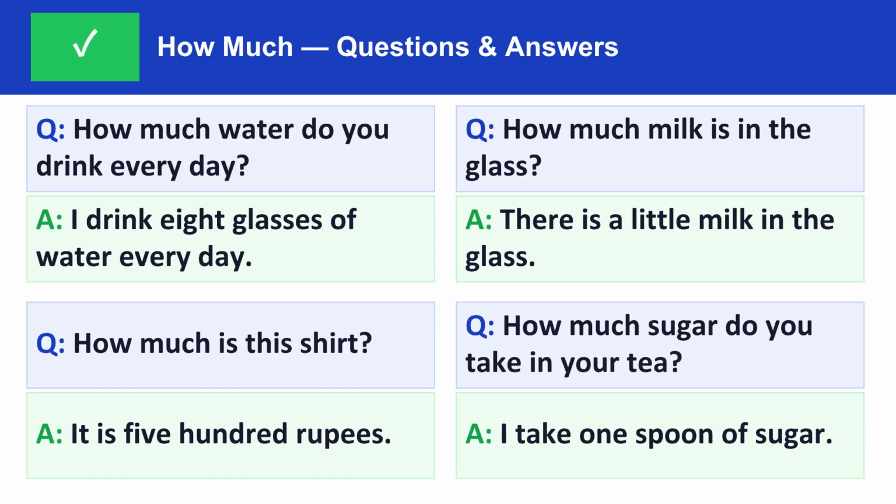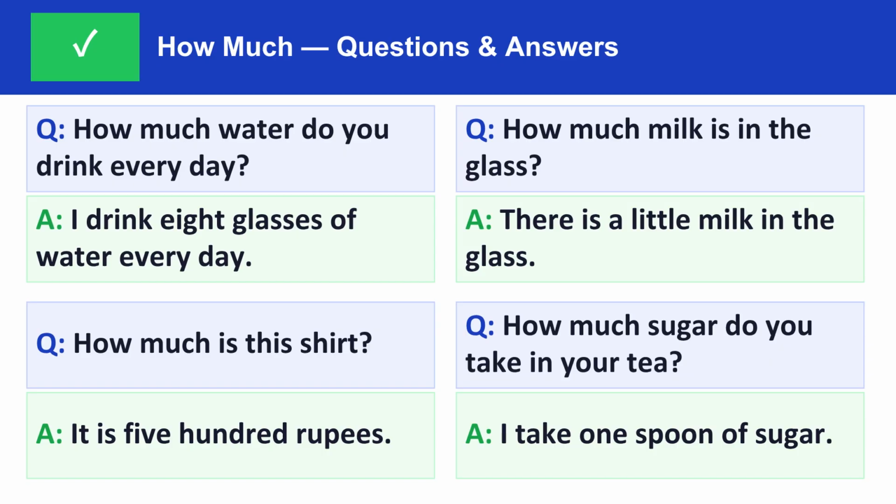Question: how much water do you drink every day? Answer: I drink 8 glasses of water every day. Question: how much is this shirt? Answer: it is 500 rupees. Question: how much milk is in the glass? Answer: there is a little milk in the glass.